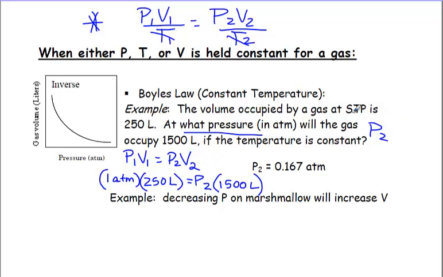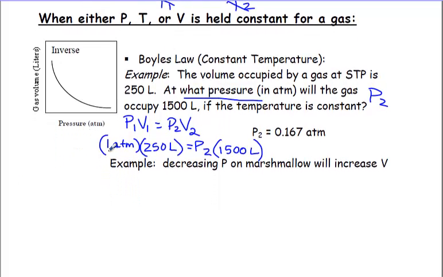So pressure 1 is the standard pressure, which is 1 atmosphere, because they ask for atmospheres, not kilopascals. The volume is 250 liters. We're solving for the new pressure because it says at what pressure. So we're solving for P2 at this volume, 1,500 liters. So the P2 then is equal to 0.167 atmospheres.